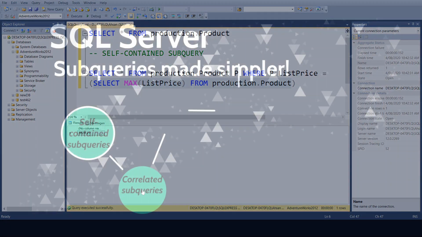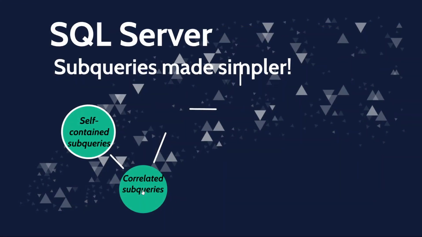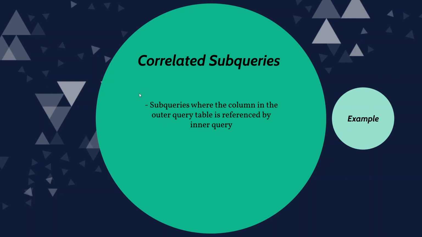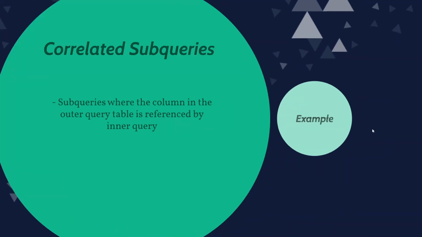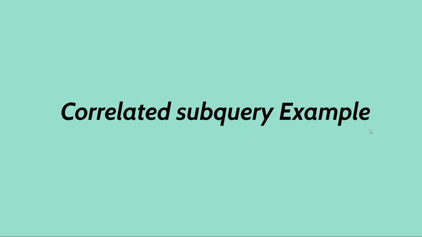The other form of subqueries is the correlated subqueries. Correlated subqueries are basically subqueries in which a column in the outer query table is referenced by the inner query. So in correlated subqueries, there is a dependency between the two queries: the inner query is dependent on the outer query. Let's take a look at an example of a correlated subquery in SQL Server.